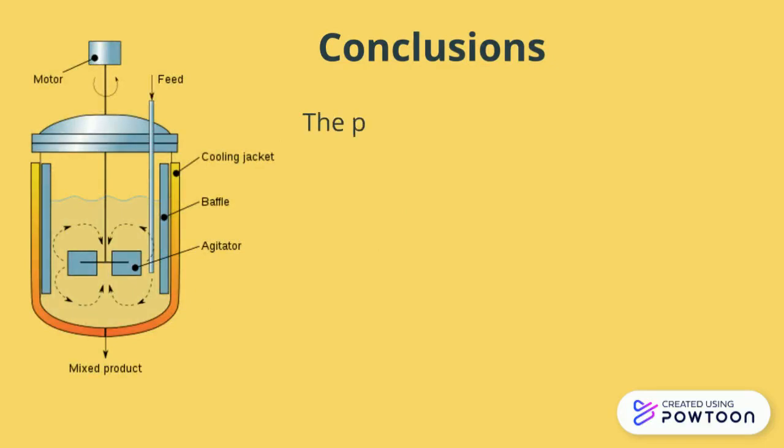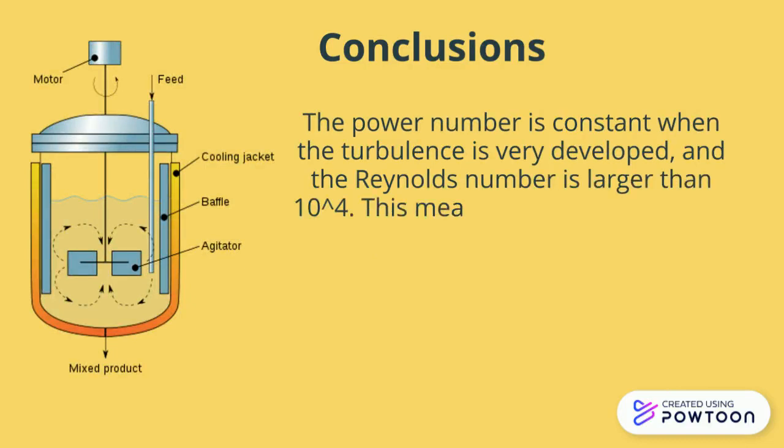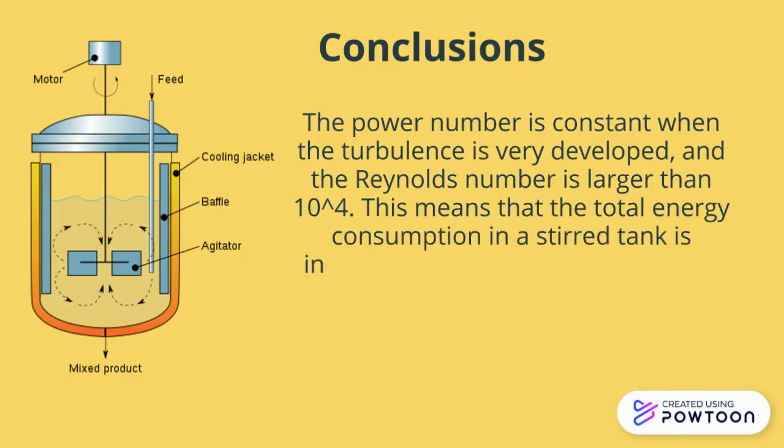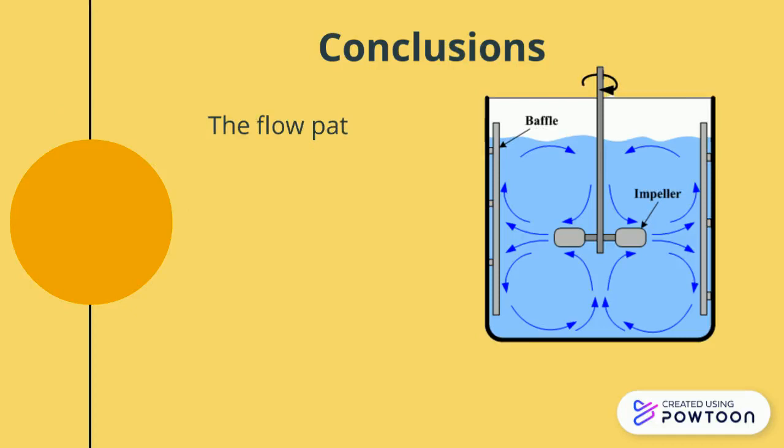The power number is constant when the turbulence is very developed and the Reynolds number is larger than 10,000. This means that the total energy consumption in a stirred tank is independent of the viscosity and is a function of only the geometric design of the impeller and its speed. This is an indication that the energy of the large eddies created by the impellers is independent of viscosity.